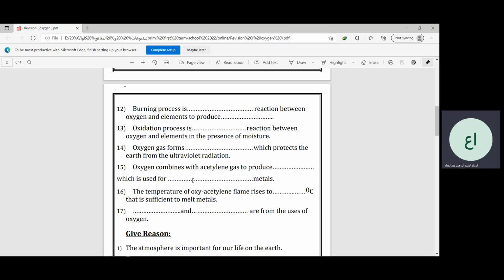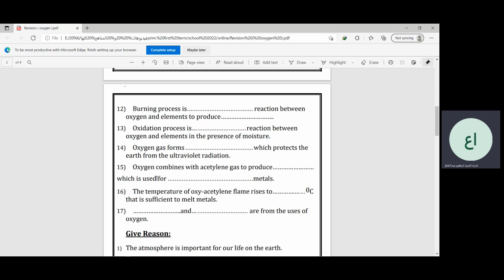Number 15. Oxygen combines with acetylene gas to produce. من ضمن برضو importance of oxygen إن هو combines with acetylene gas produce الفليم اللي هو هينتجه oxy acetylene flame. اوكي. يبقى تاني الأكسجين plus الأسيتيلين gas produce oxy acetylene flame, okay, which is used for بنستخدمه في ايه؟ بنستخدمه for cutting and welding metals. For cutting and welding metals.